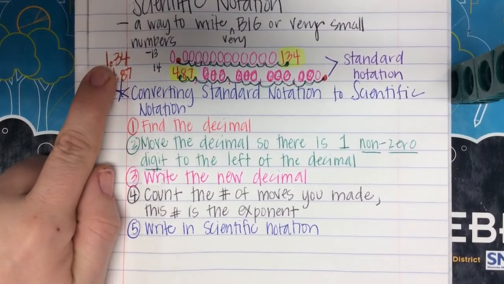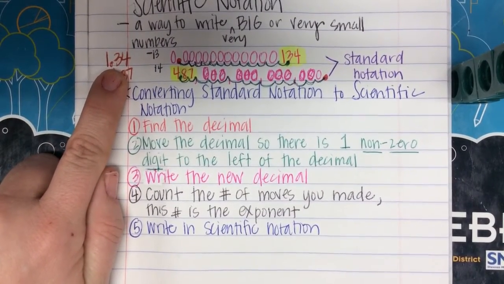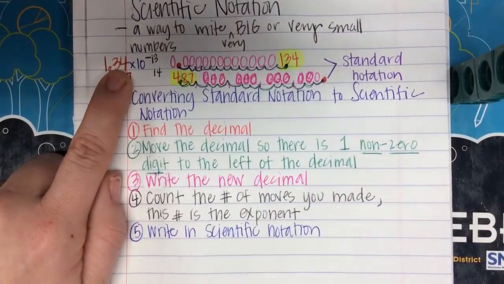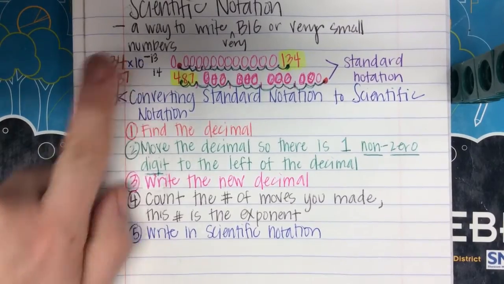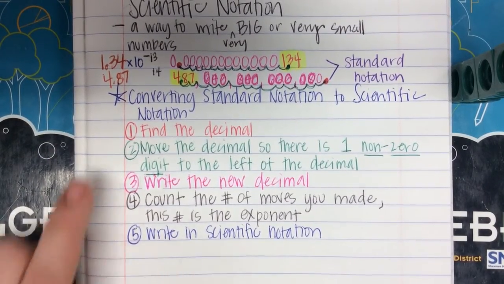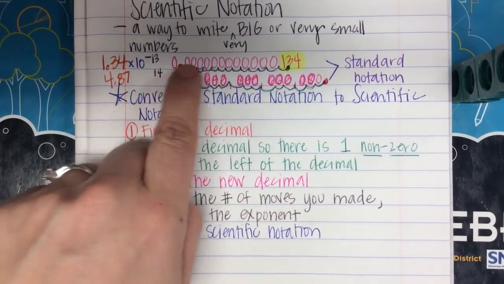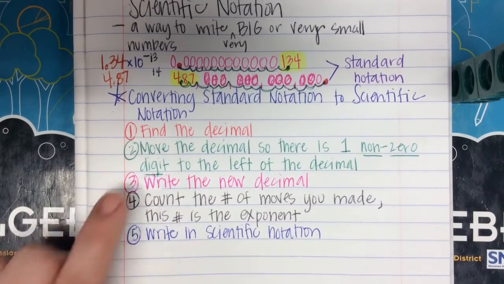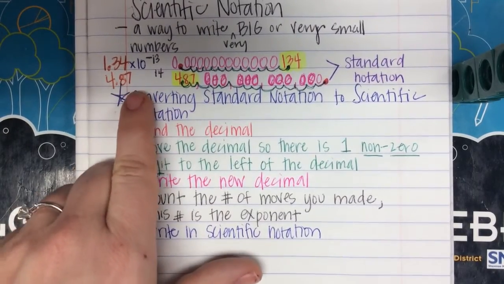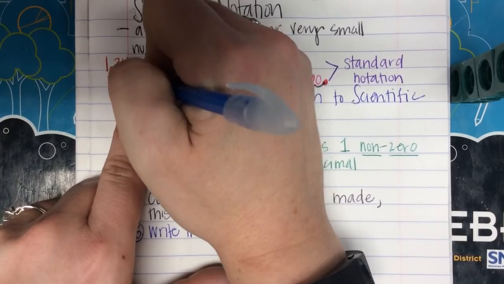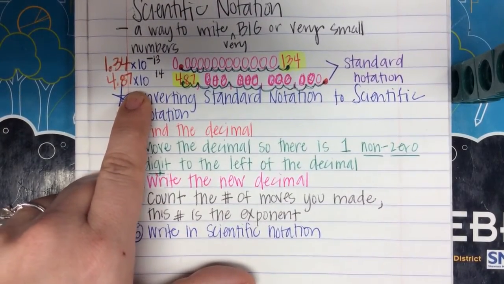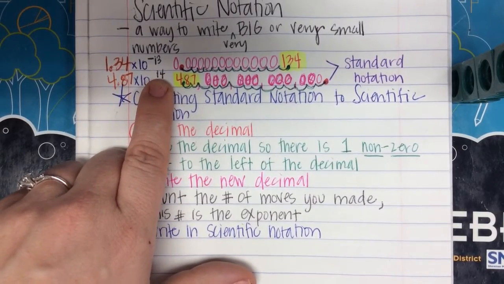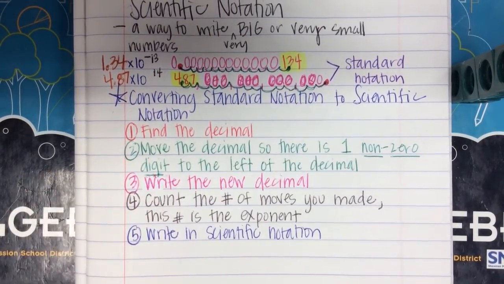So scientific notation is a decimal times 10. 1.34 times 10 to the negative 13. Because what kind of number is this? Big or small? Small, so it's a negative exponent. This number is 4.87 times 10 to the 14th power. Why is it positive 14? Because it's a big number.